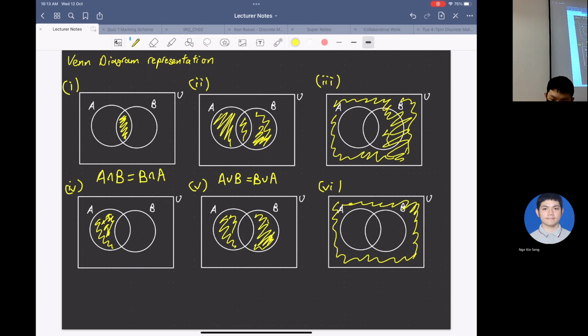How about 3? A complement. Okay. Any other way to write or not? If you have, please shout out. 4? A minus B. Okay. A minus B. Any other? No? About 4? 5, sorry.